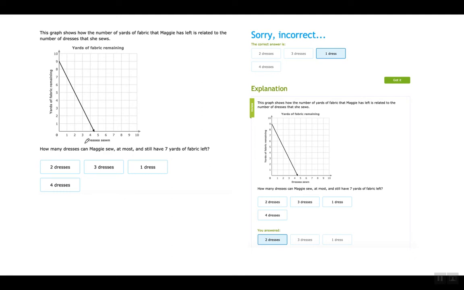It says, how many dresses can Maggie sew at most and still have 7 yards of fabric left? ¿Cuántos vestidos Maggie puede hacer a lo más para todavía tener 7 yards? I can't think of how to say that. 7 yards de fábrica que le queden. Horrible translation there, I know.